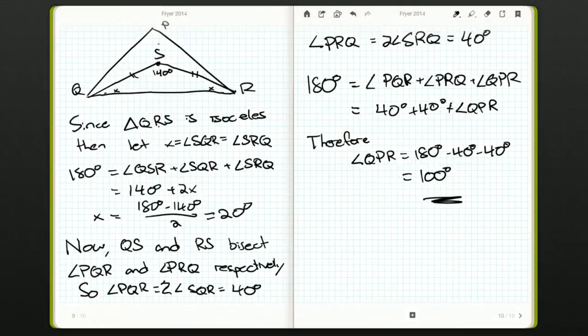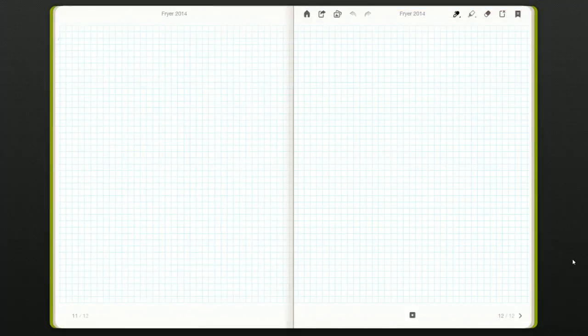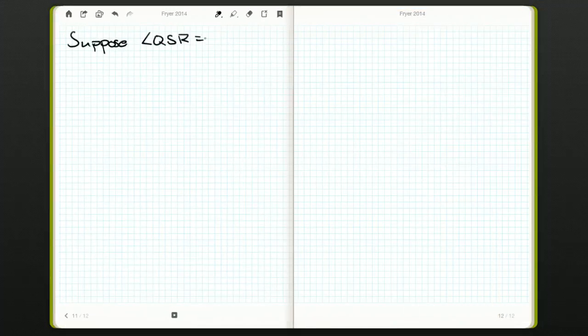We have the exact same diagram, but I think I'll just get a new page and redraw it. So suppose angle QSR equals 80 degrees. So we're going to assume that it is 80 degrees, and then see if we can get this to show us some sort of nonsense statement. And if we get a nonsense statement, we know that our original assumption, because we only made this one, our assumption that 80 degrees was the measure of QSR, had to be false.